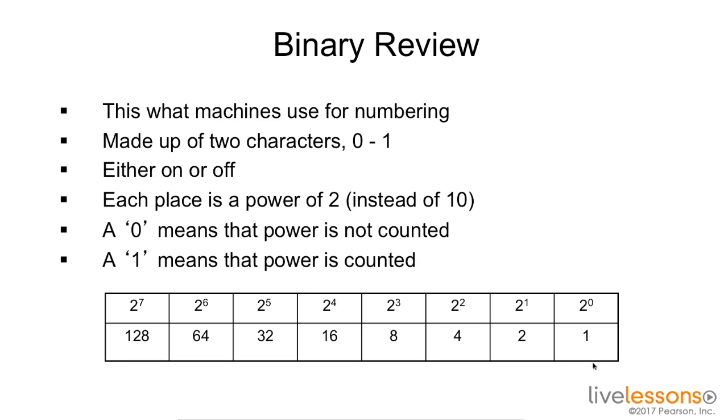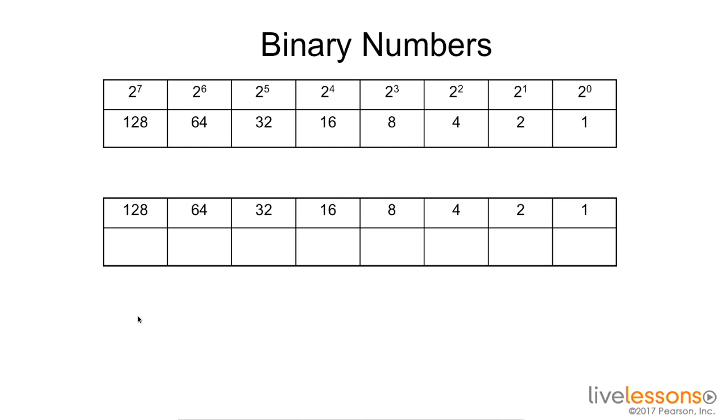For instance, if I was to write a number like this, it would equal the number 3, because I put a 1 in the 2 spot and a 1 in the 1 spot. Let's take another look. Here I have my binary number chart, starting at the right with 1 and then incrementing by a power of 2 in each location. Here I can play around with different numbers.